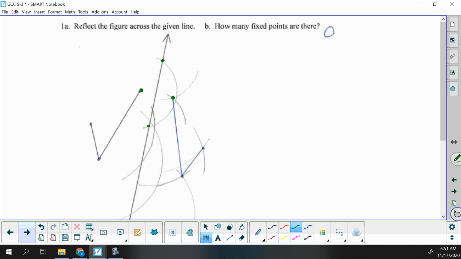How many fixed points are there? Fixed points are ones that are on the line of reflection, so their image is exactly the same spot. There were no fixed points in this case.